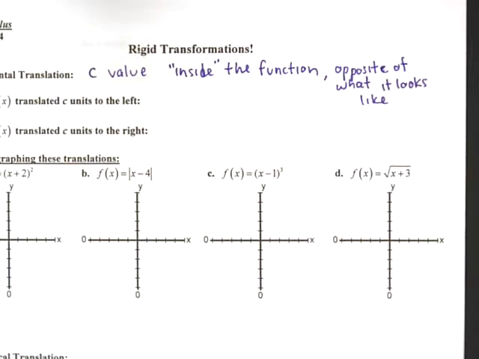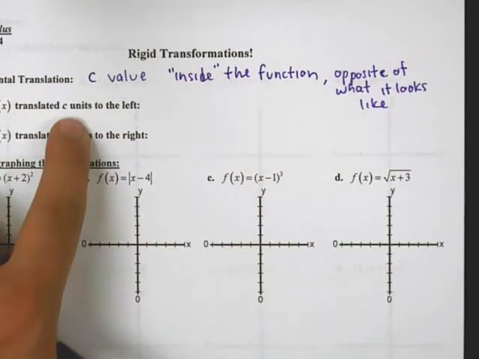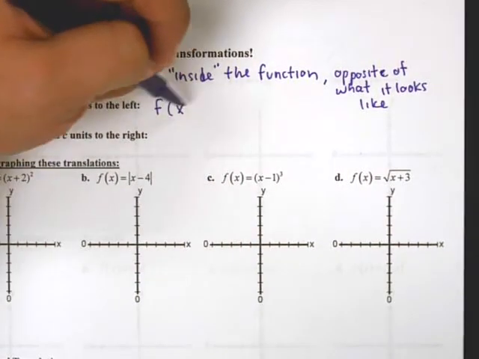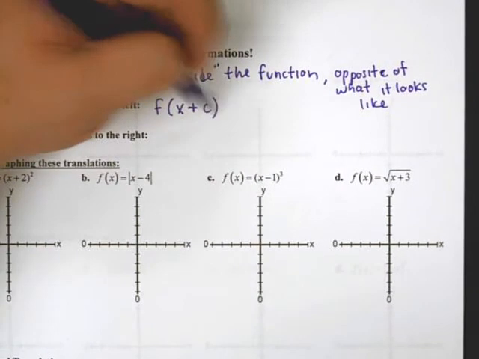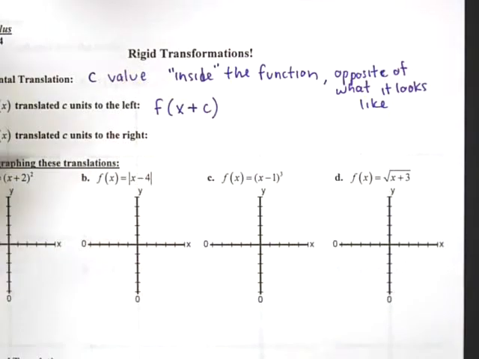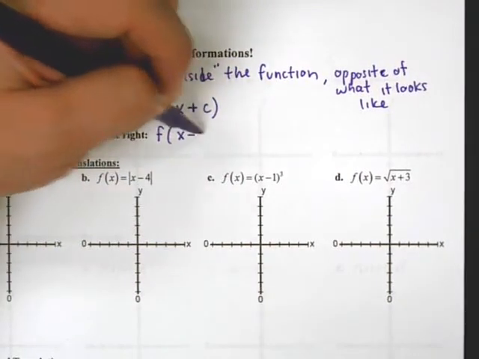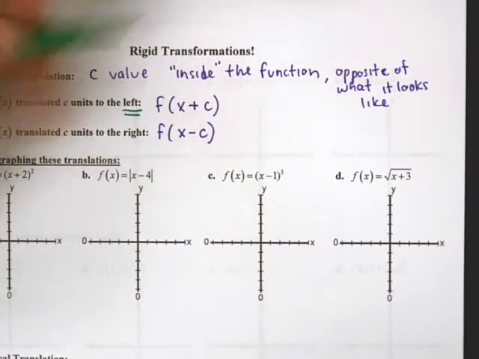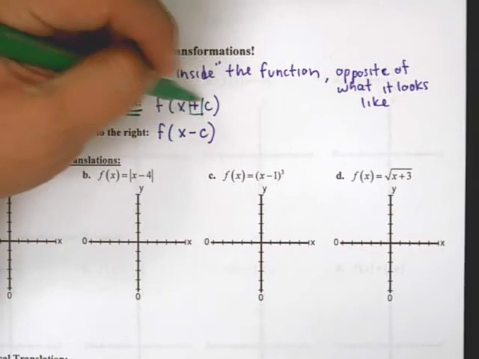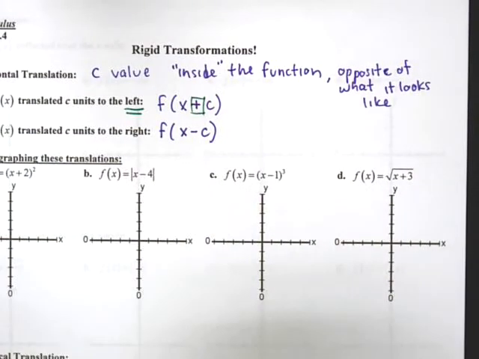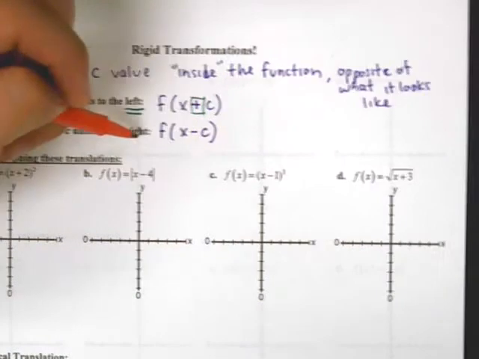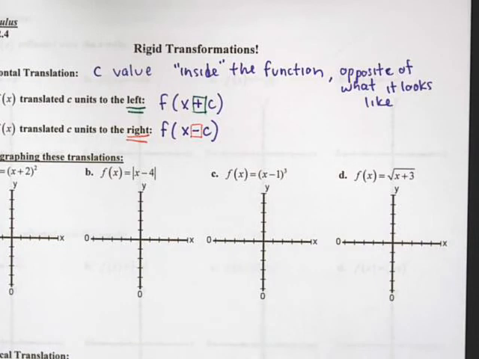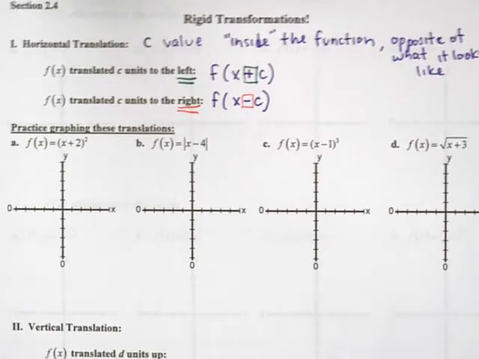All right, so for example, if I want to shift my function to the left, it's going to look like this. It's going to be f of x plus c. If I want to shift to the right, then it will be x minus c. Hopefully you understand what I'm saying when I talk about the opposite of what it looks like. This says left, but this looks like to the right. Similarly, when I'm shifting to the right, I actually subtract the c value. All right, so let's look at some examples, and hopefully that will make a little more sense.